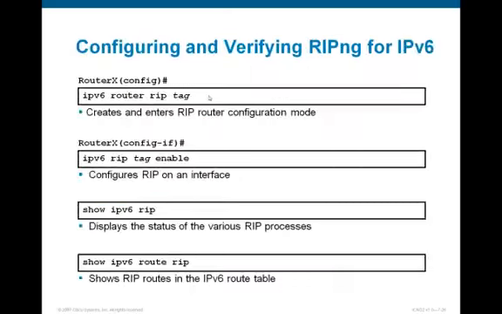Now, after we have enabled RIP next generation, we can use the command show ipv6 rip or show ipv6 route rip to see the routes learned via the RIP routing process.